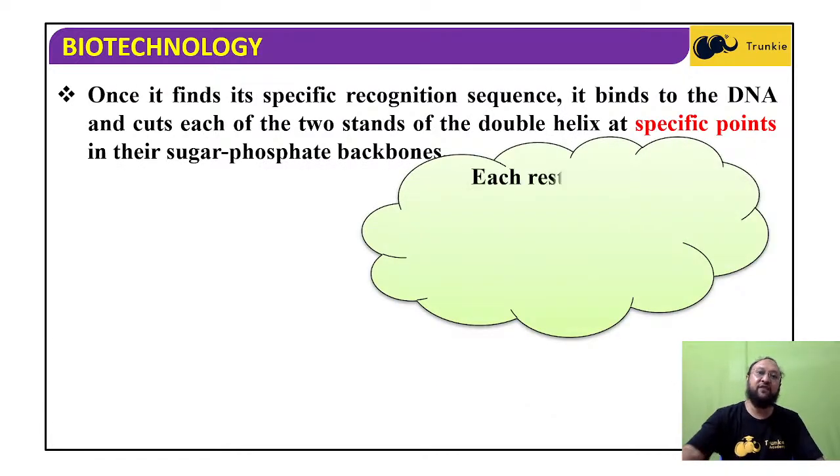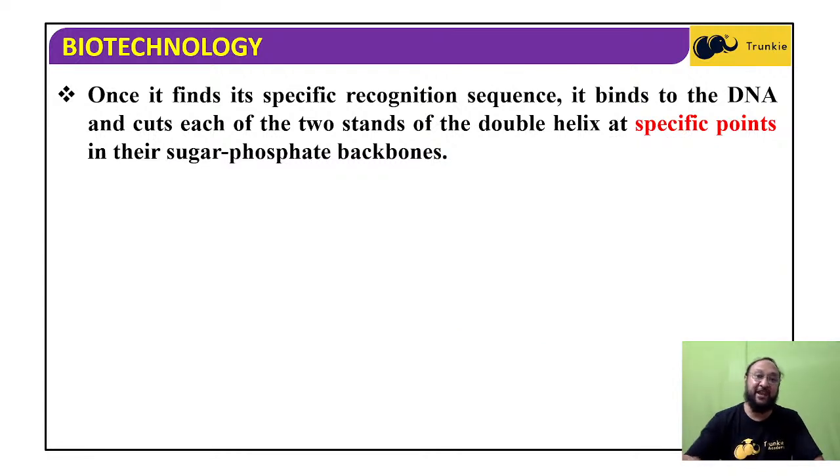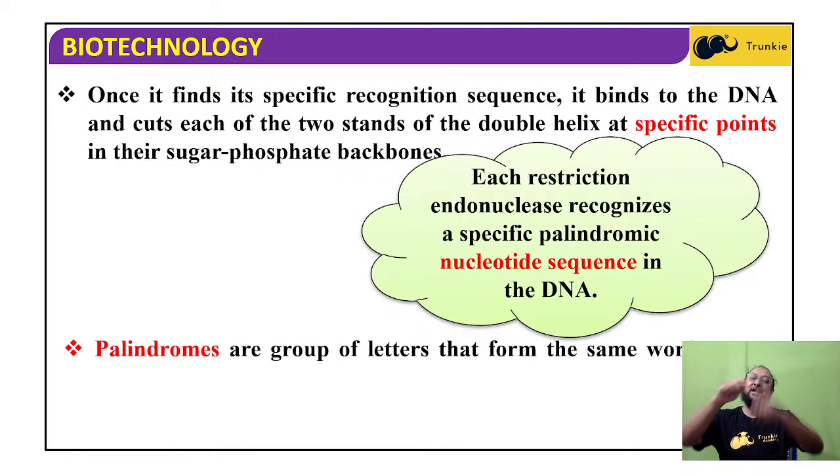Once it finds its specific recognition sequence, it binds to the DNA and cuts each of the two strands of the double helix at specific points in their sugar phosphate backbone. You know very well the nucleotide has a sugar phosphate backbone. So the enzyme inspects the DNA molecule, recognizes and binds, and then cuts each strand at a specific point in the sugar phosphate backbone, and thus the DNA is broken.